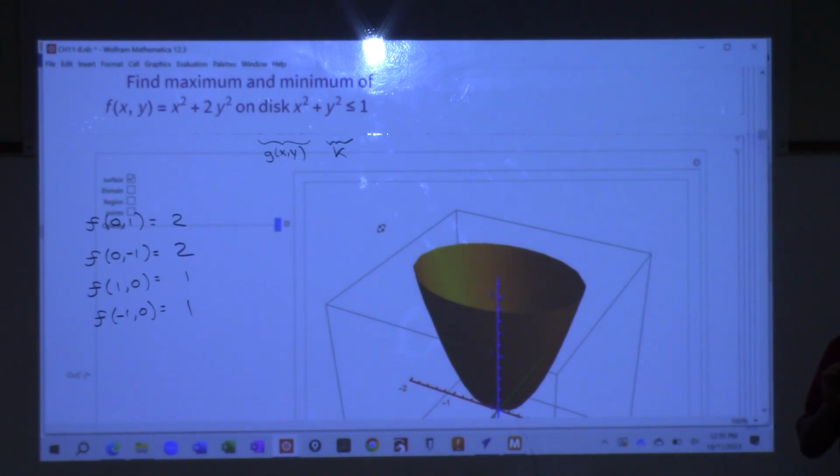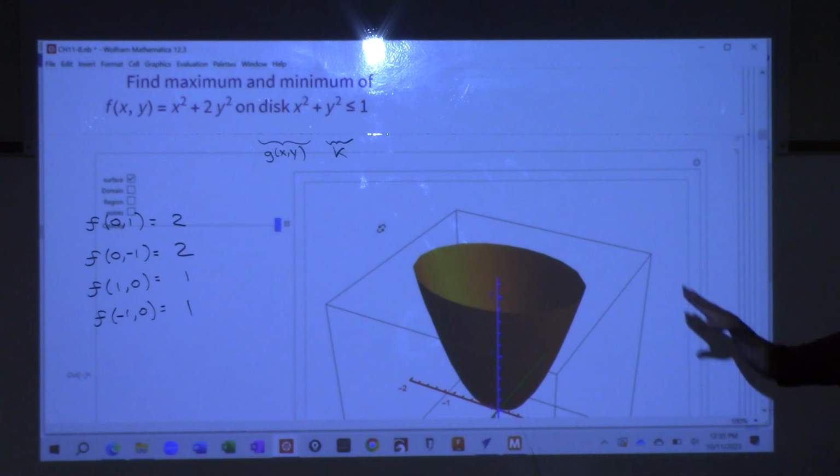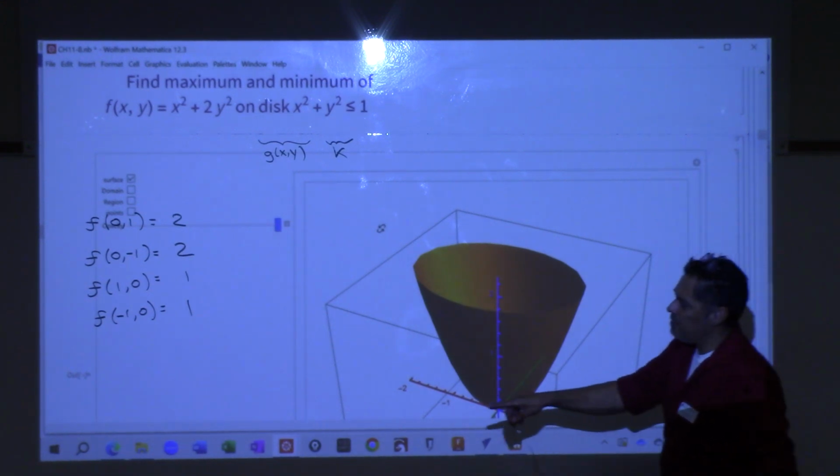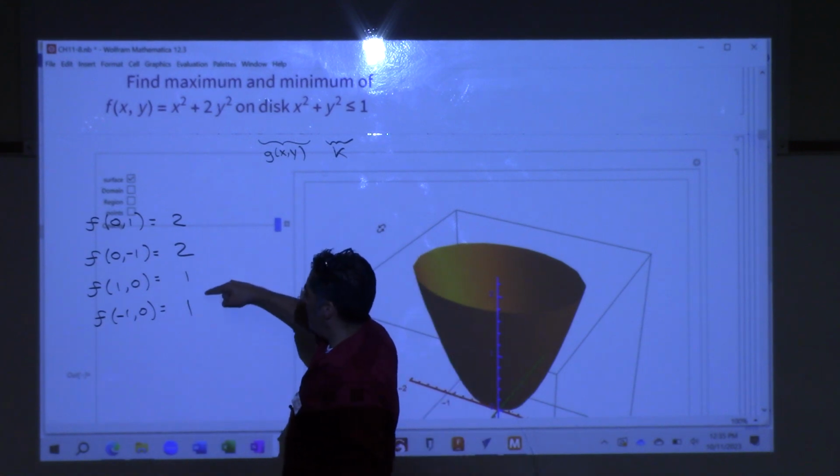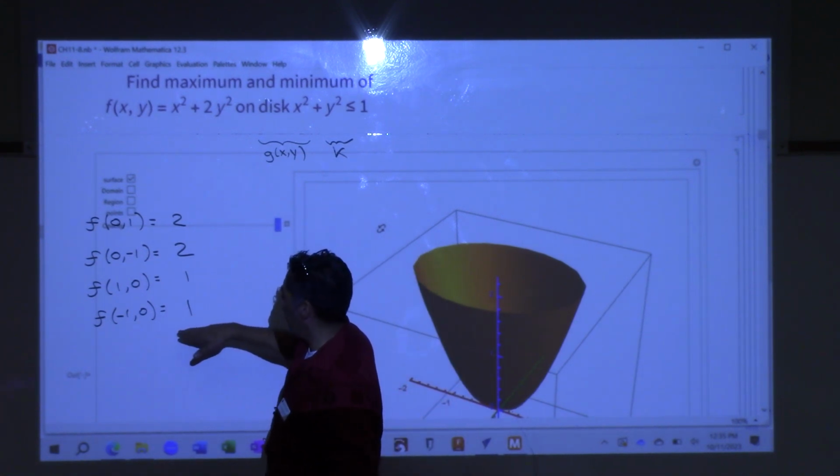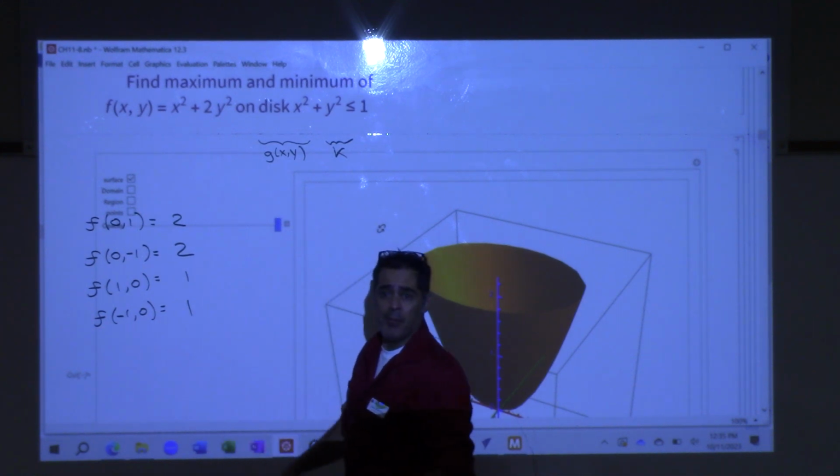0, 0 is a critical point. Plug 0, 0 into that function. What do you get? 0. What would that be here? If we plug in 0, 0, we would get what? 0? That would be a minimum, wouldn't it?